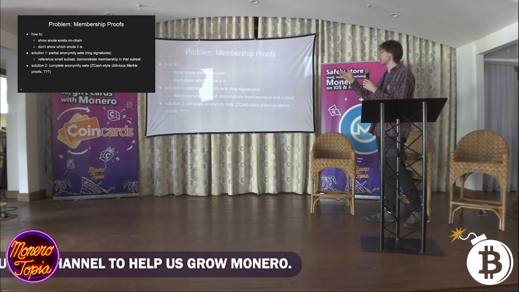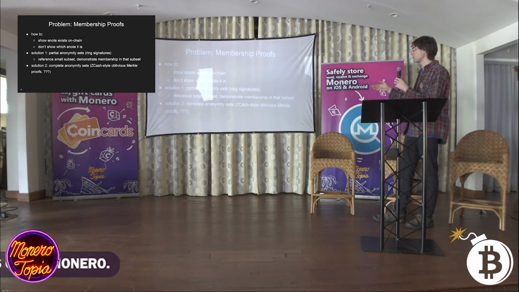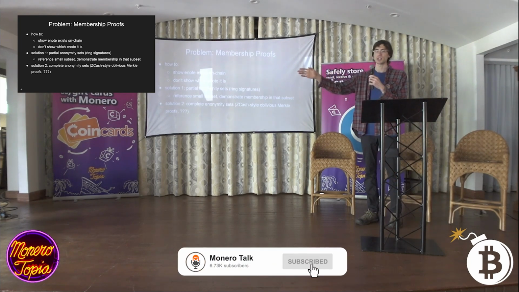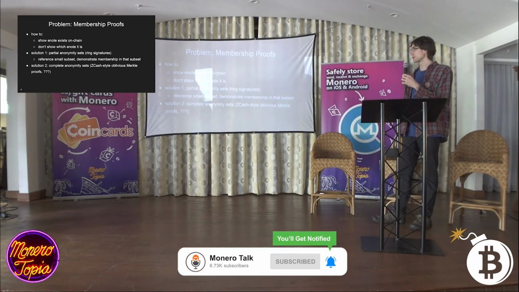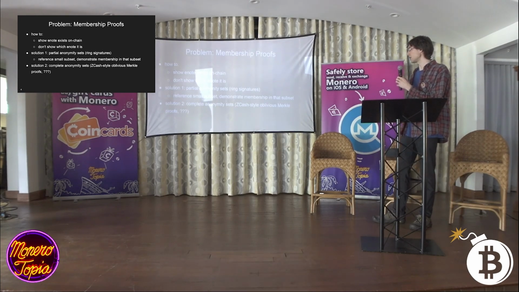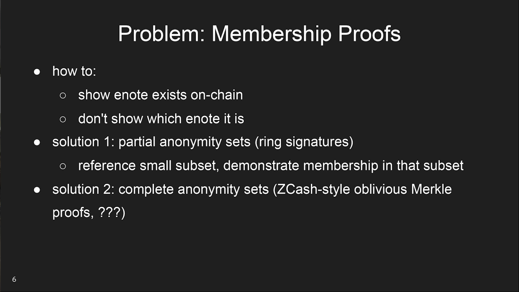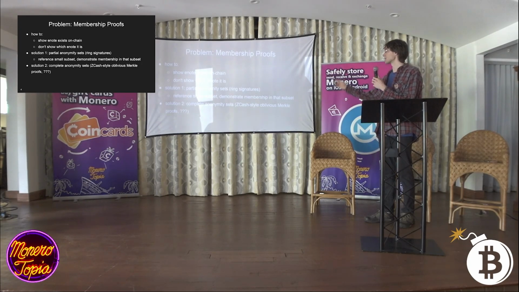But this is incomplete. What we want is a complete anonymity set where we say we're referencing the entire ledger when we say we're spending something. So the only solution that is currently in production is the Zcash style oblivious Merkle proofs, which I personally don't know anything about, but they're very opaque and very expensive, which is one of the reasons Monero does not use those. In the future, perhaps a better solution will present itself, but that's in the future. So next slide.